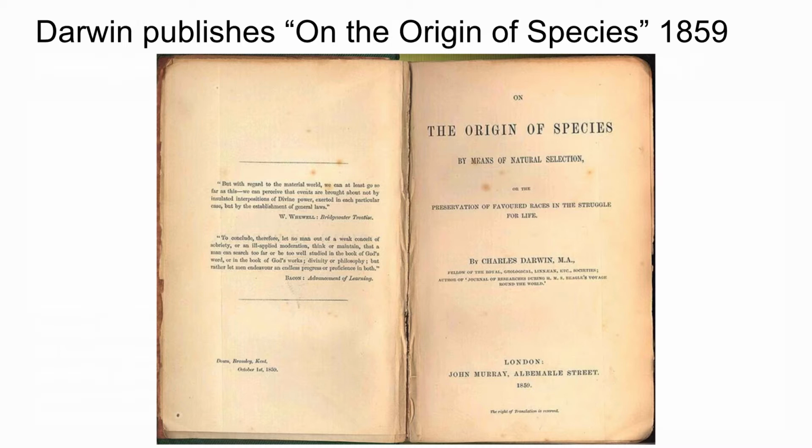I want you to note a couple things. Why did he wait so long? Why did he wait 24 years? Darwin was a very shy, retiring person. He knew what The Origin of Species would mean to many people in his family, and he held off.